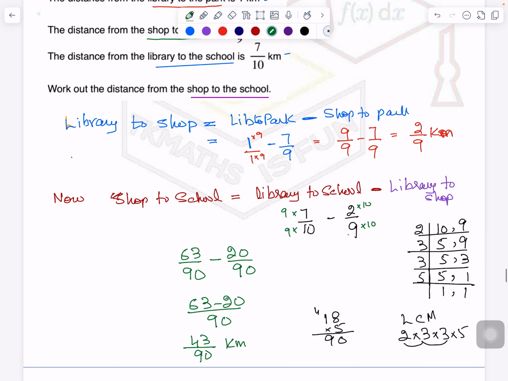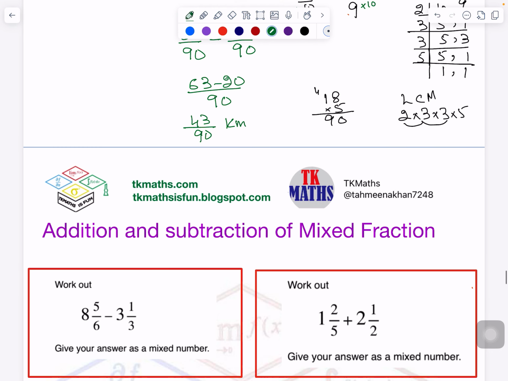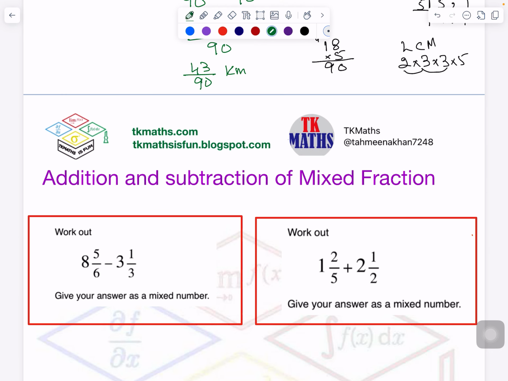I hope you understood this. You can ask a question in the comment box, and then in the next video we will see how to handle the mixed fraction. Take care.